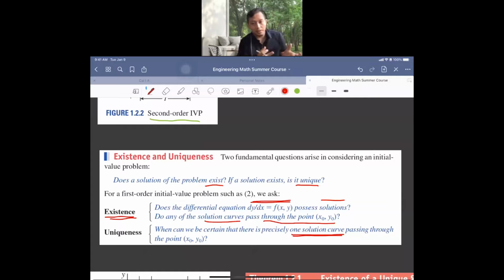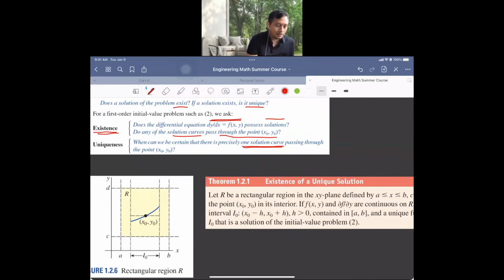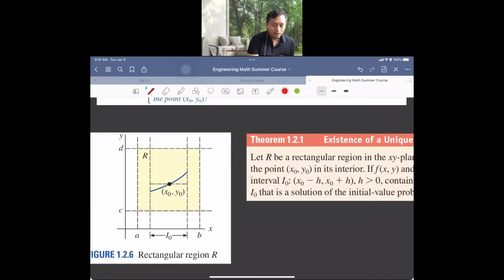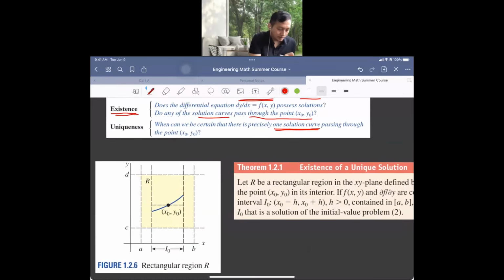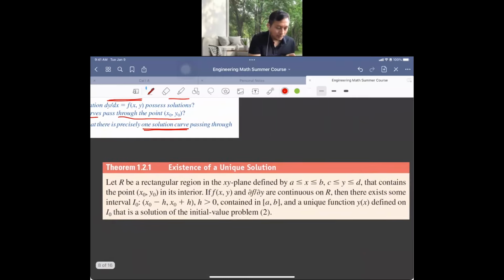Given these definitions, it can be broken down into a theorem for the existence of a unique solution. Okay, let's see this rectangle region R. If we define the region as a box from a to b in x and c to d in y, in the xy plane, and it contains the point (x0, y0) in its interior.